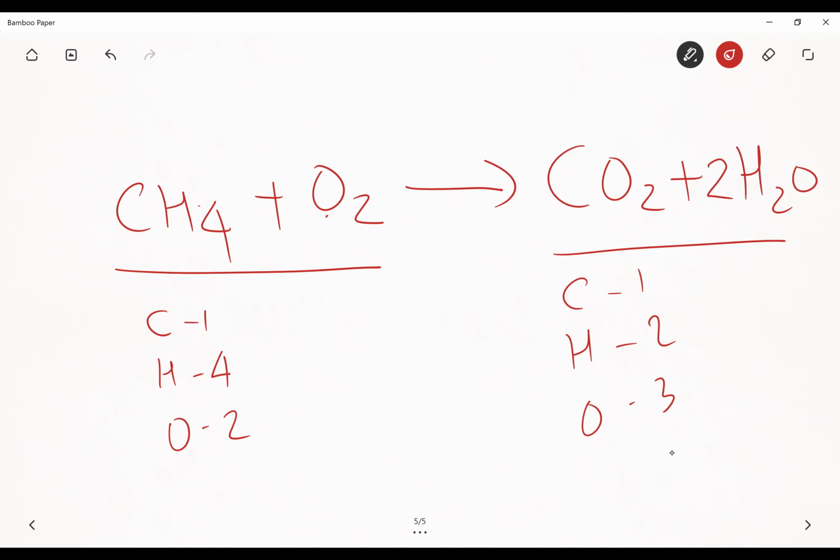Why did you write oxygen 3 if at the end of the product it says oxygen 1? Oxygen 2 plus 1, don't we have 3 there? You have 2 there, you have 1 there. Oh, okay, yeah.